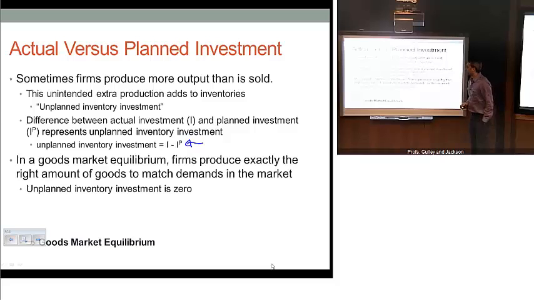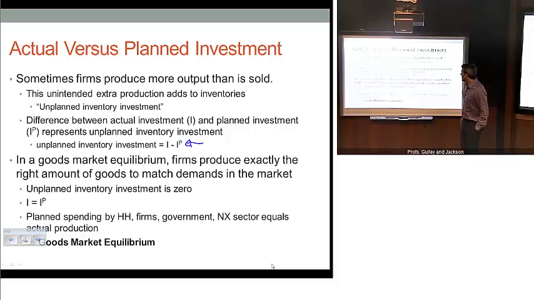And so if we match those things, then as it turns out, the amount of unplanned inventories is going to be equal to 0. Planned investment is going to be exactly equal to actual investment in the economy. And what that means is that the amount of planned spending by households, firms, government, and the net export sector, as I said, is equal to actual production, and we get this goods market equilibrium. Okay.